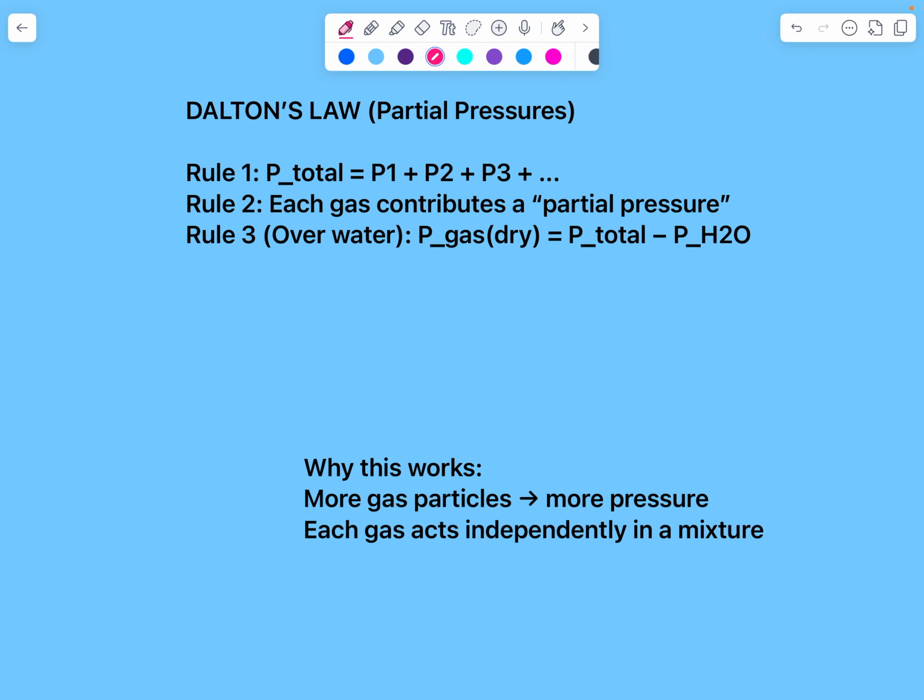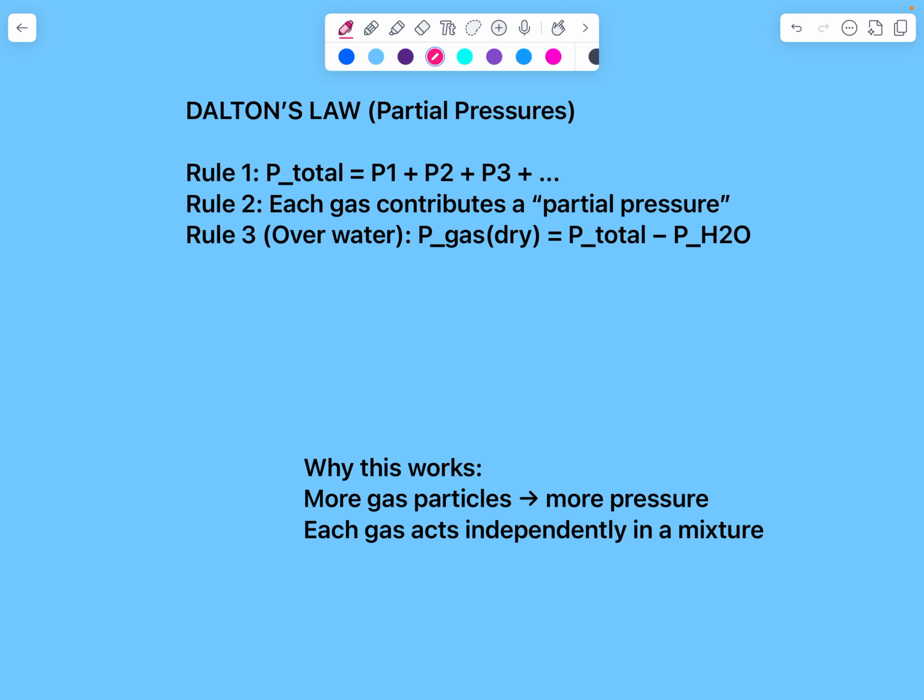Today we're doing Dalton's law of partial pressures, how to handle gas mixtures, and how to solve those classic gas collected over water problems. I'm going to do all of this step by step. The first thing I want you to know about Dalton's law is that it's essentially about partial pressures. Rule number one is that the total pressure is partial pressure 1 plus partial pressure 2 plus partial pressure 3 plus and so on. It's an endless cycle depending on what is given in the problem. You're going to add them all up.